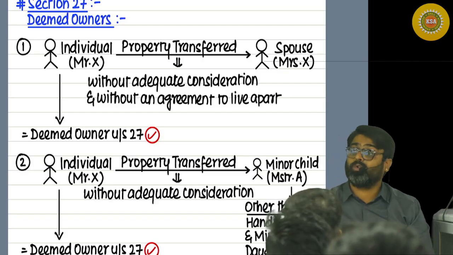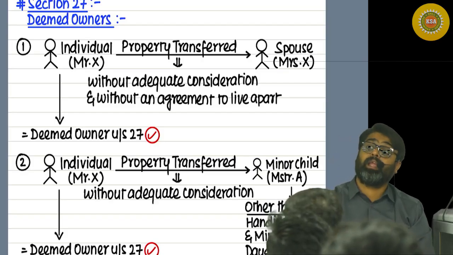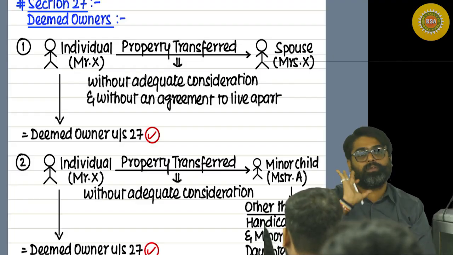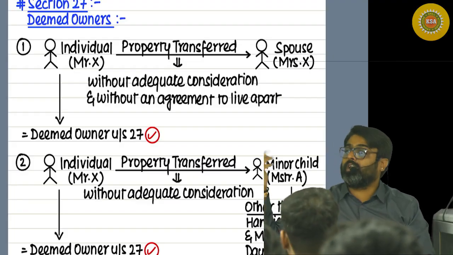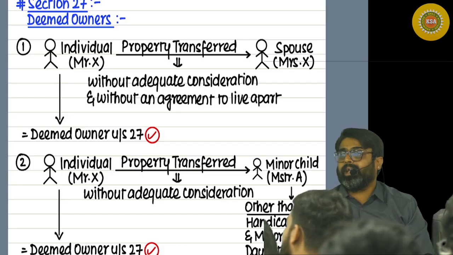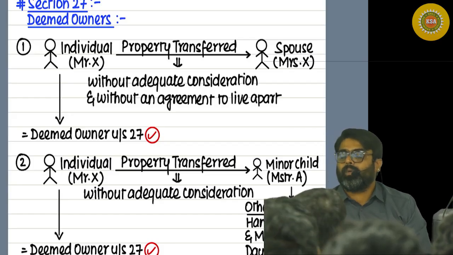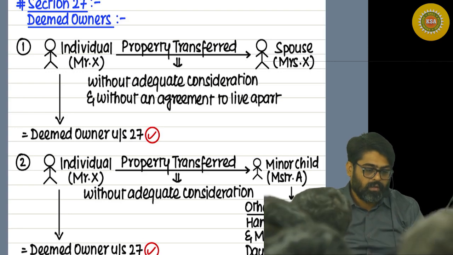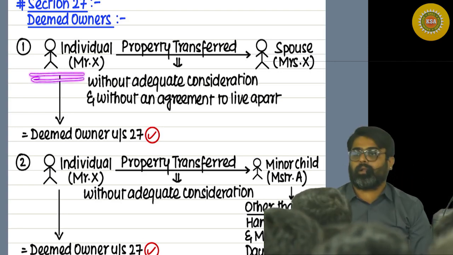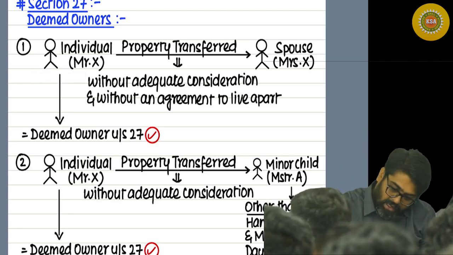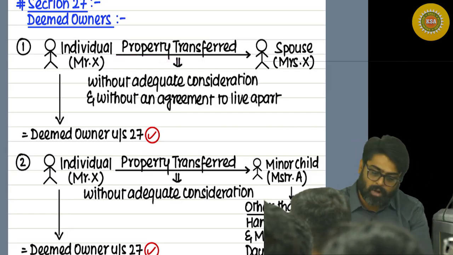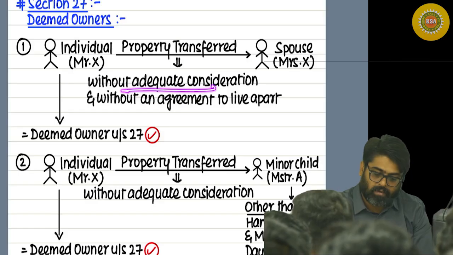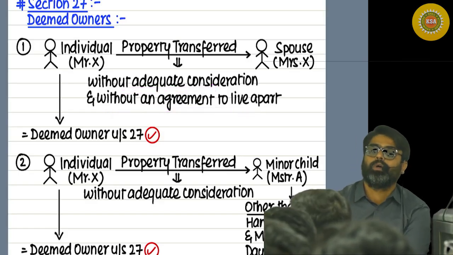It is better to charge this income of the property in your hands, considering you only as the owner of the property. Yes or no? So all those cases are given in Section 27. Section 27 talks about deemed ownership. First case: an individual has transferred the property to his spouse without taking adequate consideration and without an agreement to live apart.